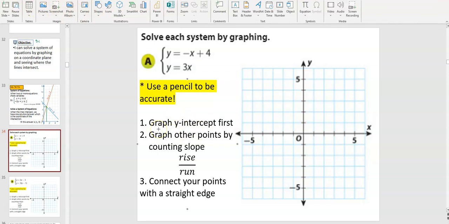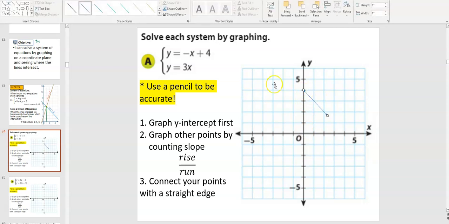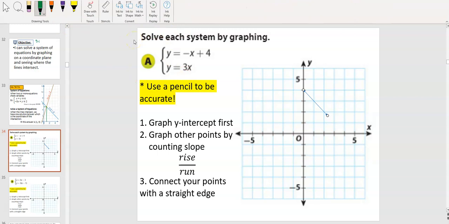Okay, so the way that we graph equations, which you should remember from past modules, is we're going to graph the y-intercept first. The y-intercept in this equation is positive 4. So I'm going to go up to positive 4. This is going to be my first point right here, positive 4 right there.